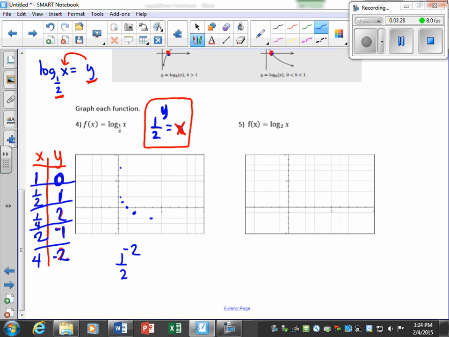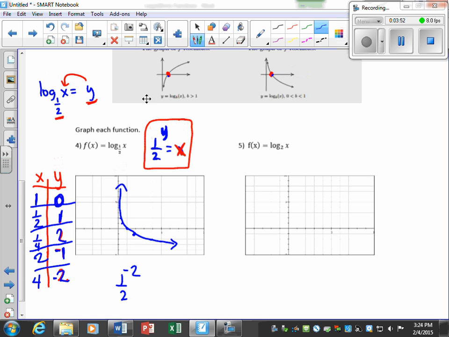So you can see our graph is going to look like that, which was similar to the one that was on the right. And we knew that because our b was between 0 and 1. Now, look at number 5. We know our b is greater than 1, so I'm expecting it's going to have the shape of this parent graph up here.